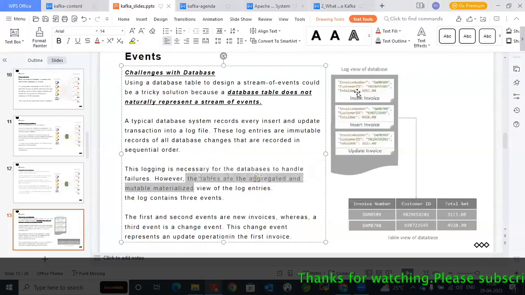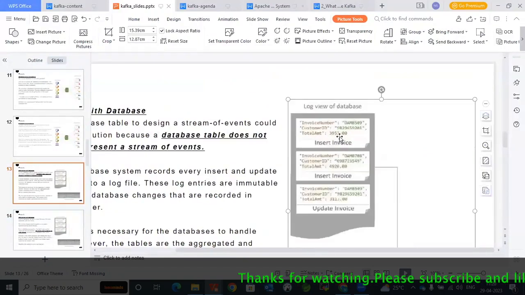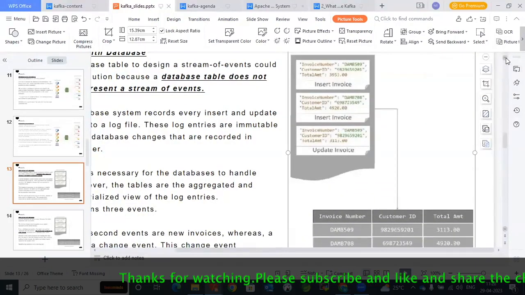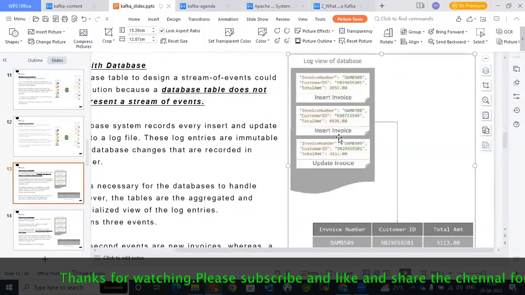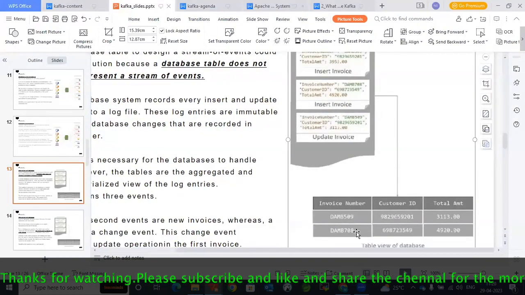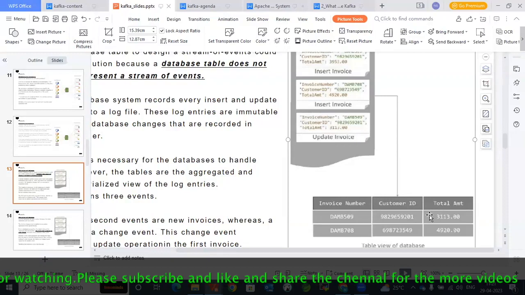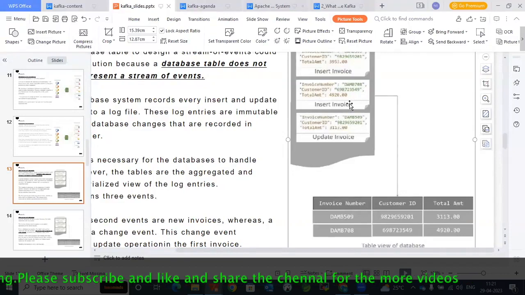Let me explain. Here you can see, let me increase it a little. Yeah, now you can see. This is invoice number DAMB 509, which is inserting the invoice into the DB. Now this is another invoice, number DAMB 708, which is also being created in the DB. Two are created. How many events? Two events produced from the POS machine. This is for one customer invoice, and this is another customer invoice.